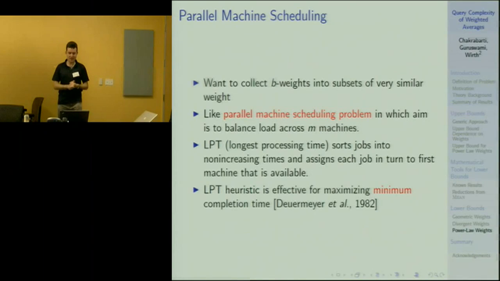I'll get to the bottom of that one day, why anyone cared, but I cared for a different reason, which is I was trying to make these equal subsets. And it turns out that this longest processing time strategy is a good thing. You sort the jobs in non-increasing order of duration, and as you proceed in time, you assign a job to the first machine that's available. So you sort them and then assign these jobs.